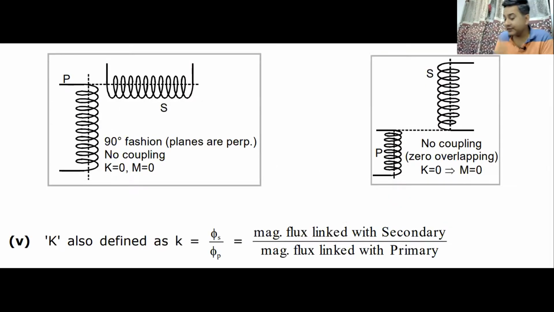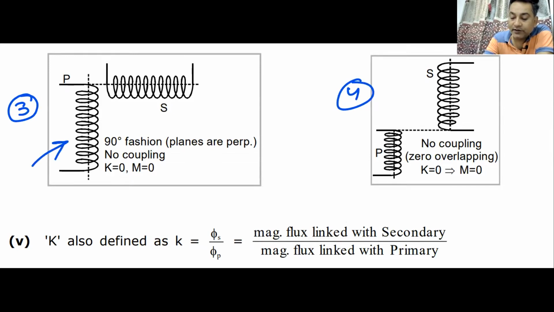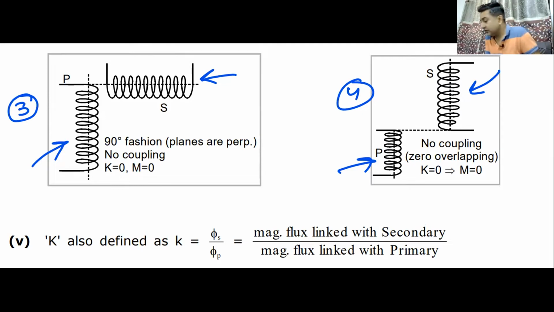You can see in case number 3 and 4, very important cases. In case number 3, whatever I do in the primary, no flux will be linked in the secondary. In case number 4 also, whatever I do with the primary, no flux will be linked in the secondary. And in this case, the value of coupling factor will be 0. So coupling factor depends on how these coils are arranged. It depends on the orientation of the coil.